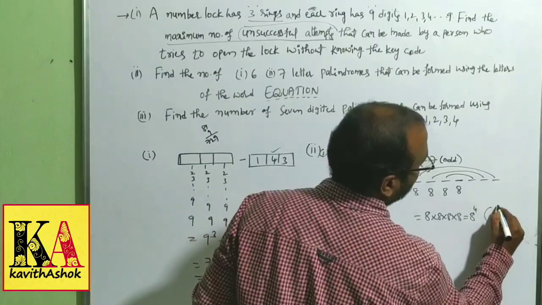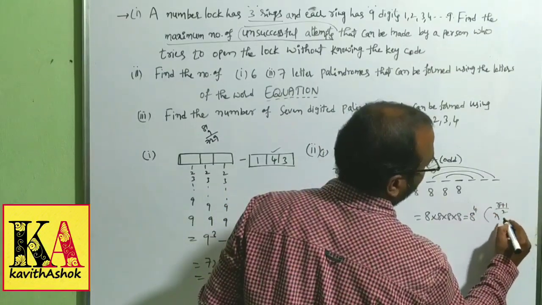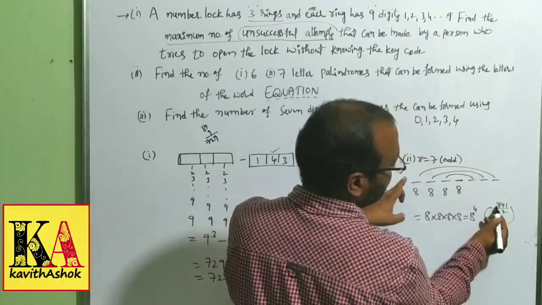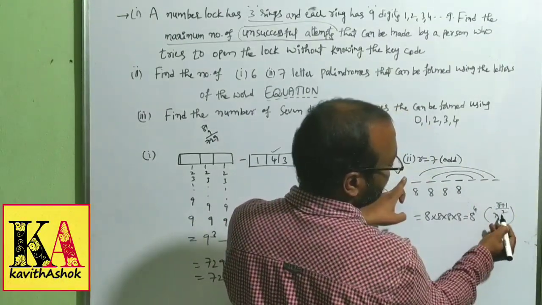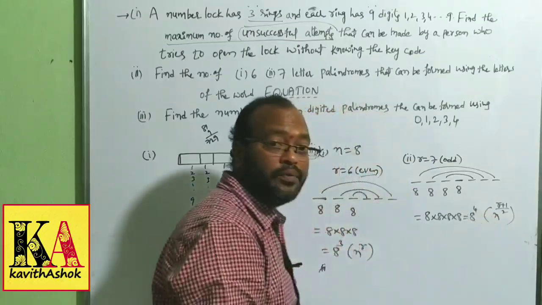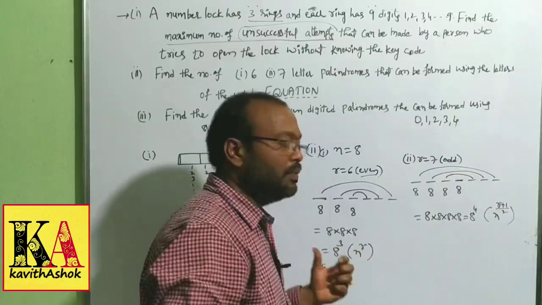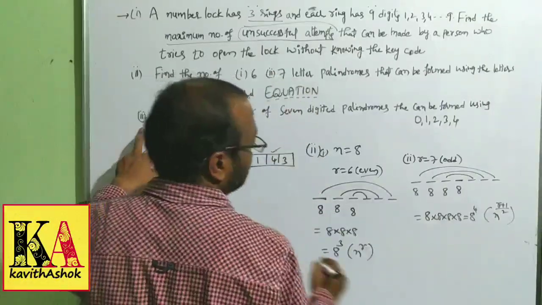We already have the formula n to the power of (r plus 1) by 2. If r is 7, then also we get the same thing. r is equal to 7, 7 plus 1 is 8, 8 by 2 is 4. This is 8 power 4. Either by using the formulas or directly we can solve the problem. The last question, the third one.